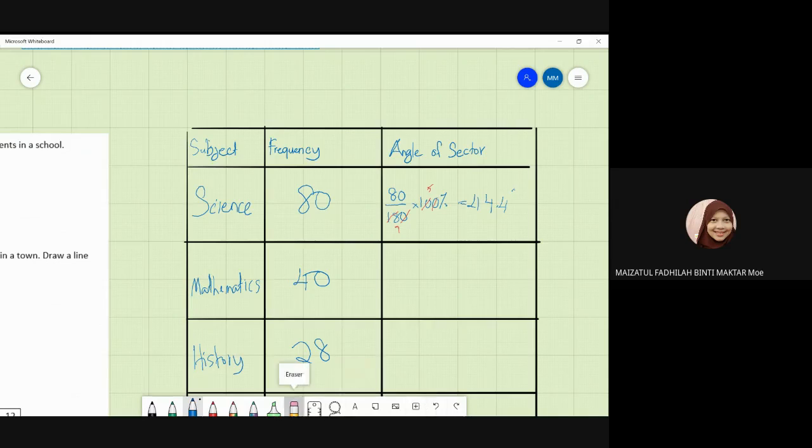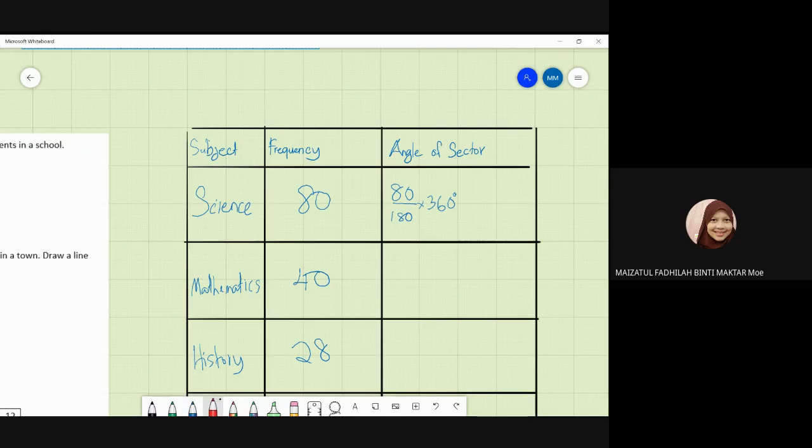Oh, sorry, it's not percentage, it's a degree. Hey, sorry. This one is wrong. Oh my god. Angle of sector is 360. Again, 80 over 180 times 360. Why? Because the angle of the whole sector is 360.